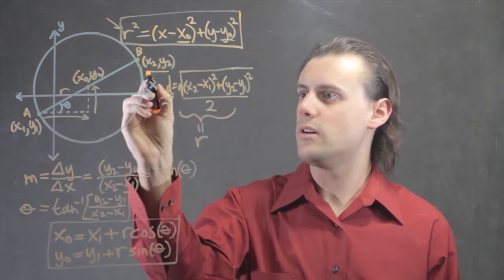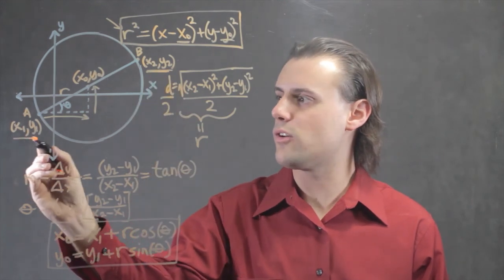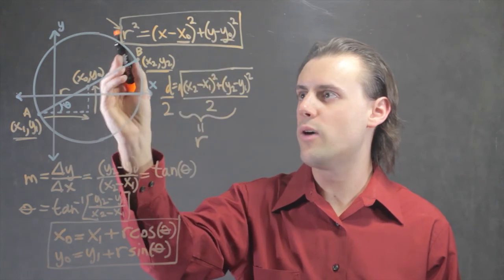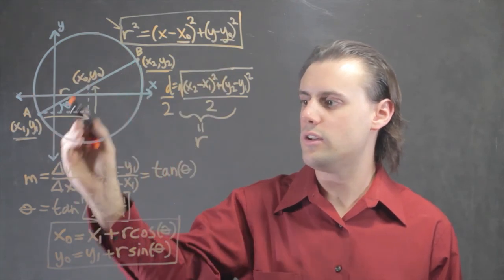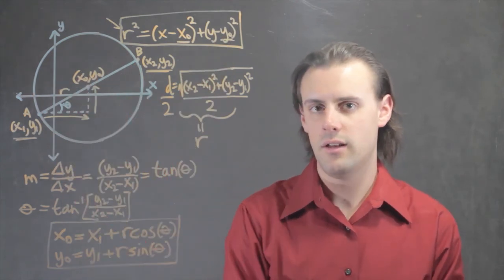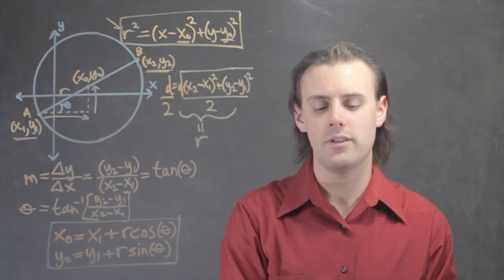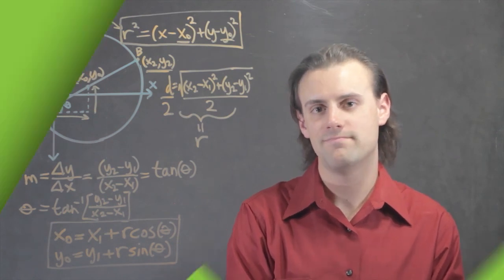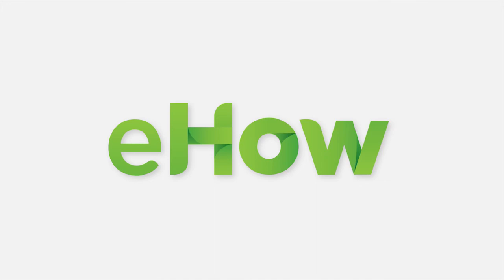So, again, given just the coordinates for the ends of the diameter, I have the full equation for the circle in terms of these relationships. My name is Walter Unglaub, and this is how to write a standard form of an equation given the ends of a diameter.